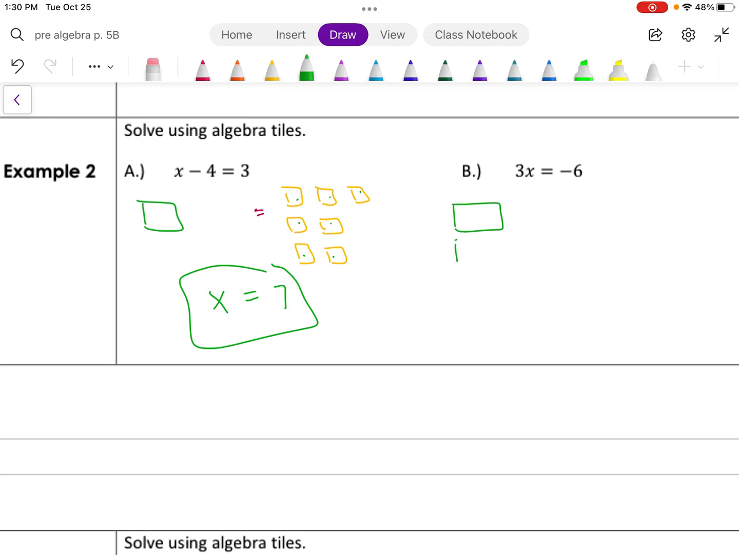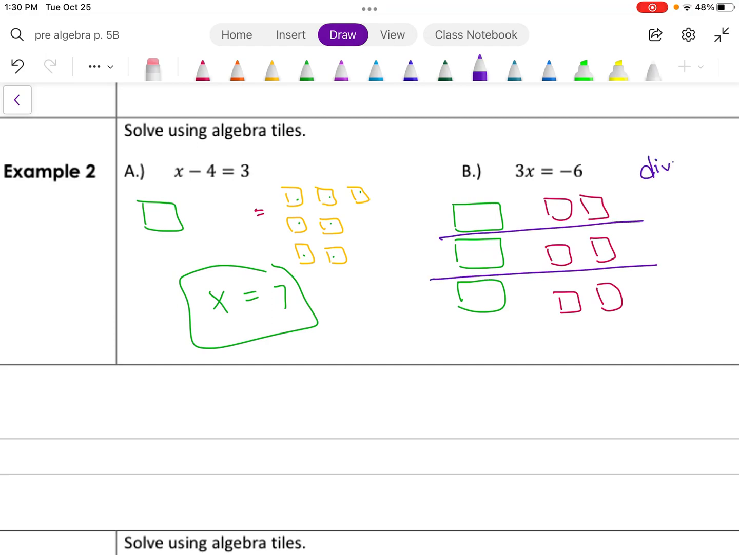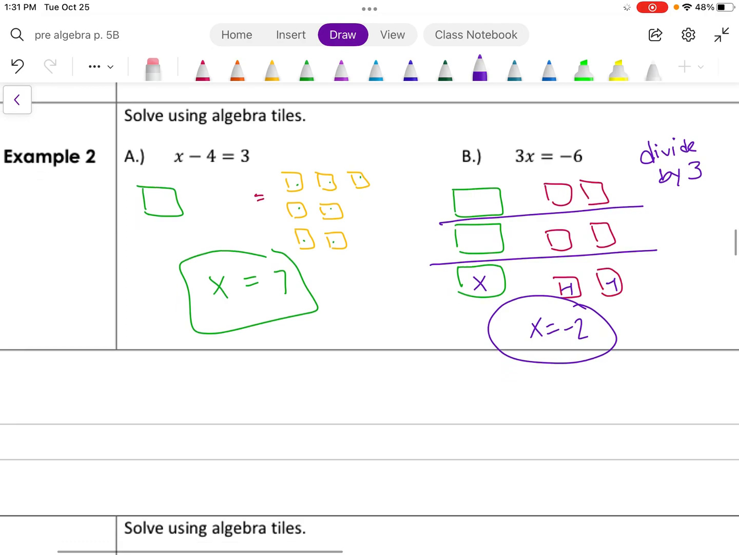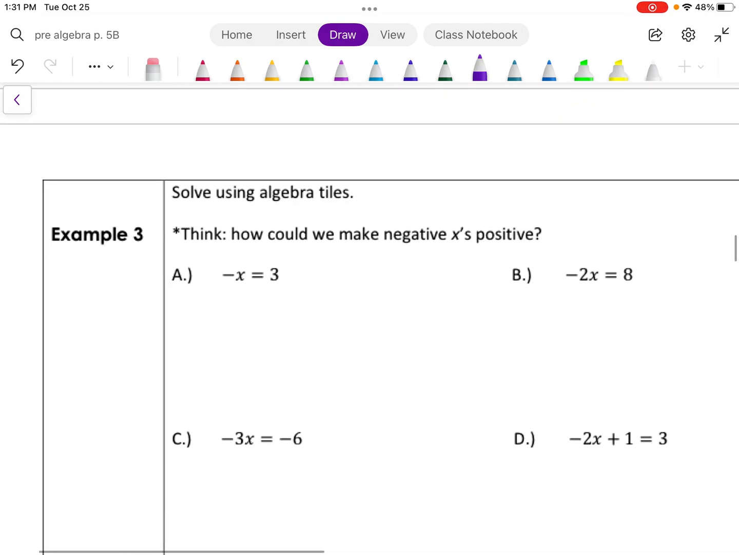Letter B, we've got 3x's is equal to 6 negatives. Well, our x's are already by themselves, but we have 3, so we want to split them, in other words, divide them into groups of 3. Divide by 3. So I see if 3x's is 6 negatives, then 1x is 2 negatives. So x equals negative 2 is our answer. That's the x value that would make that equation true.